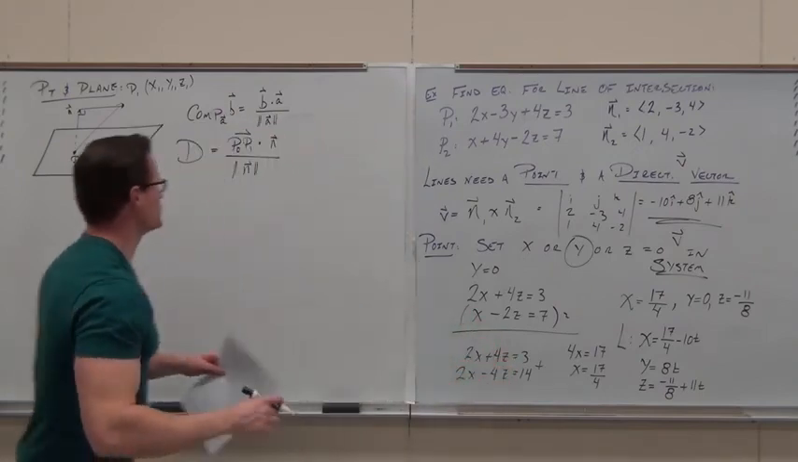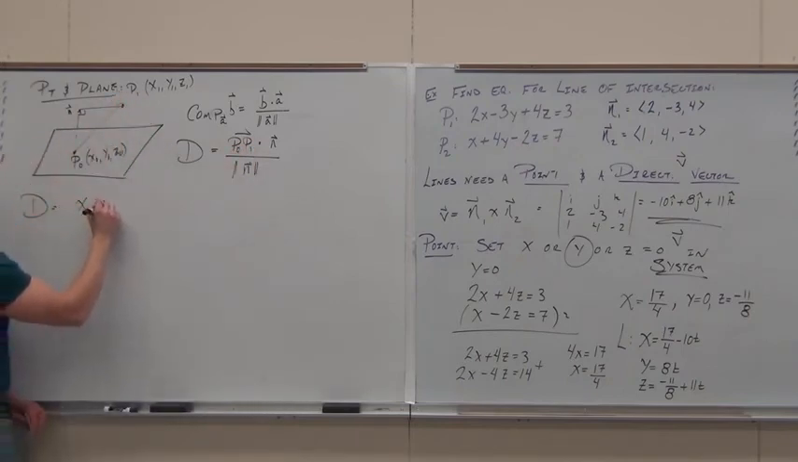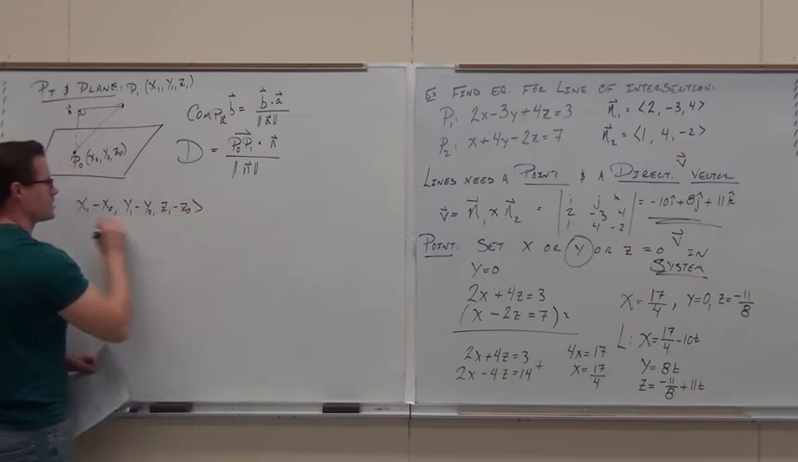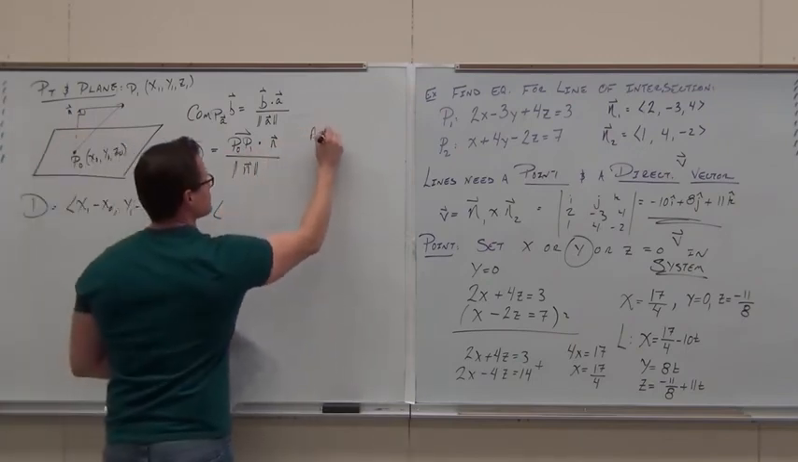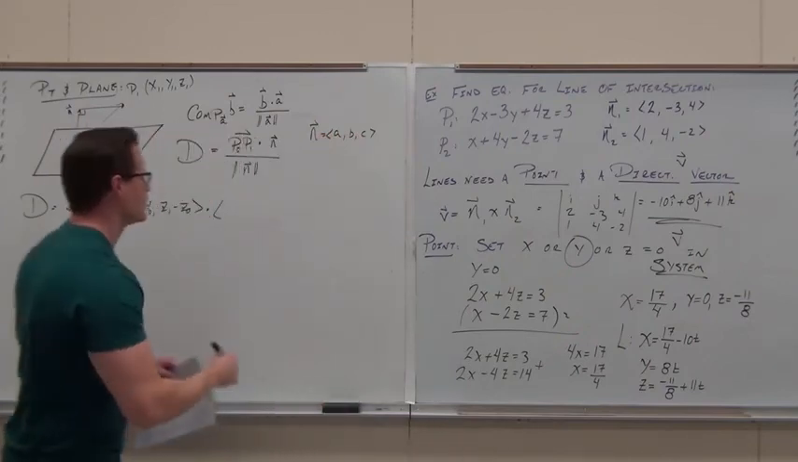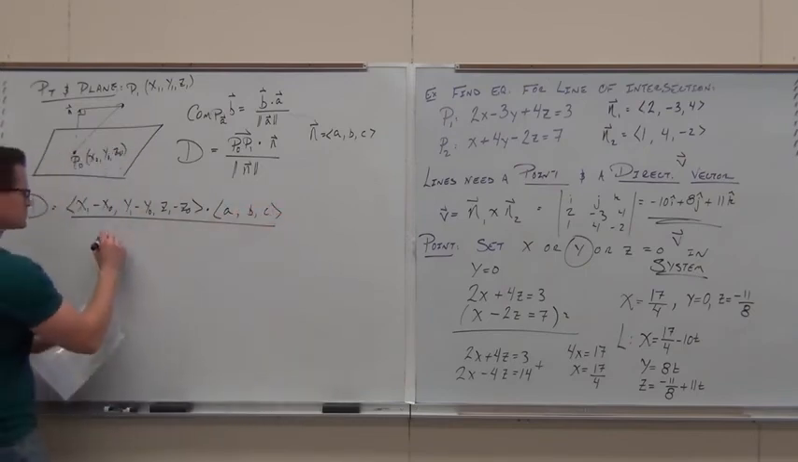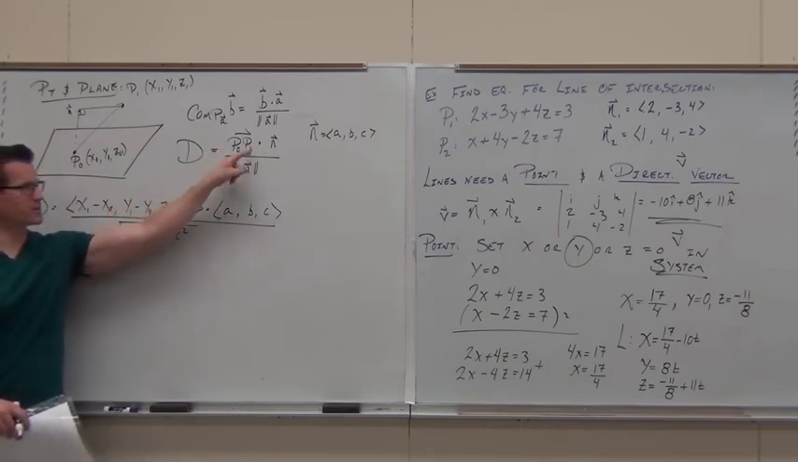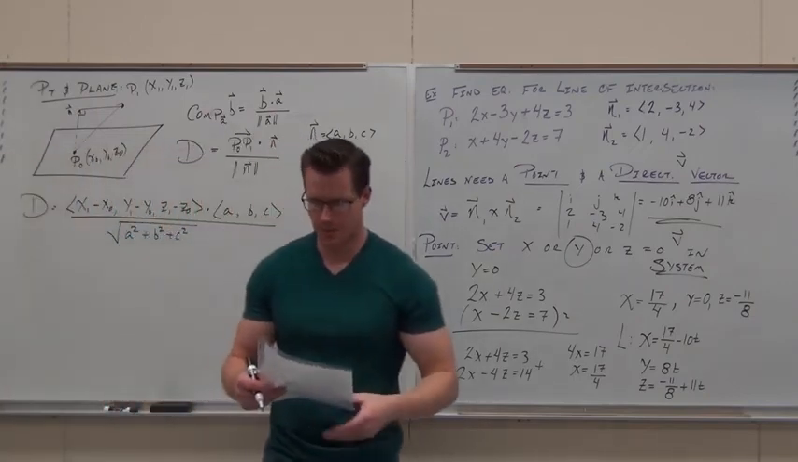Now if we do that, this right here is that vector dotted with, if I give my normal our usual components A, B, C, then this is vector P0, P1. This is vector n, the normal. This is the magnitude of vector n, the normal. Head nod if you're okay on the proof so far.